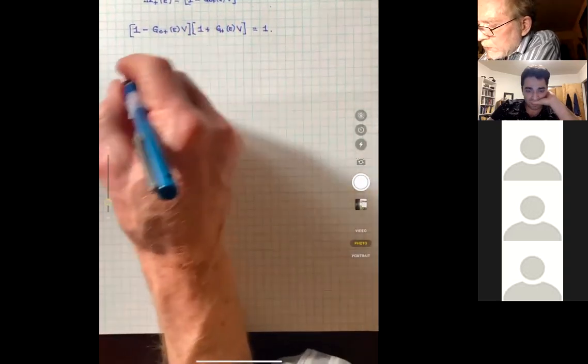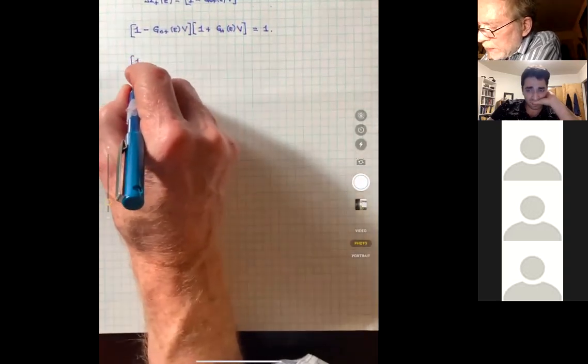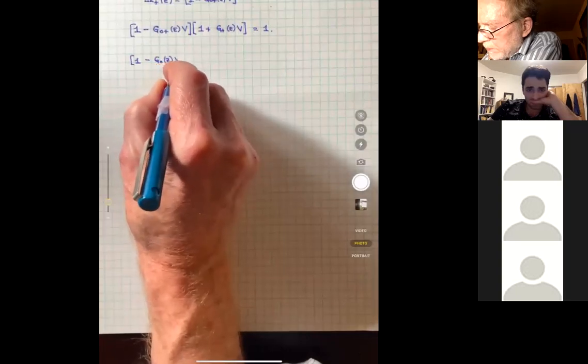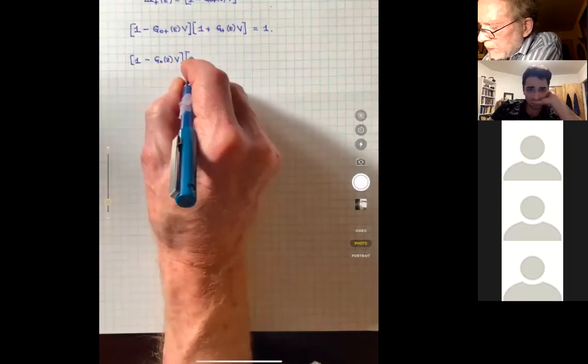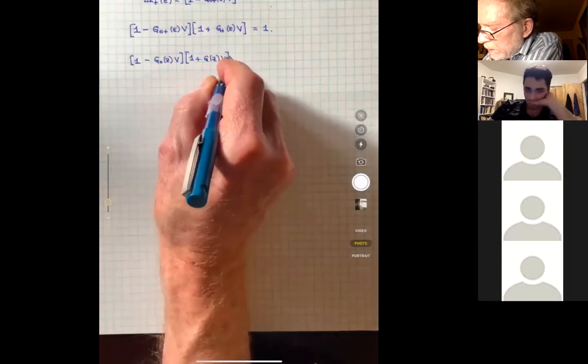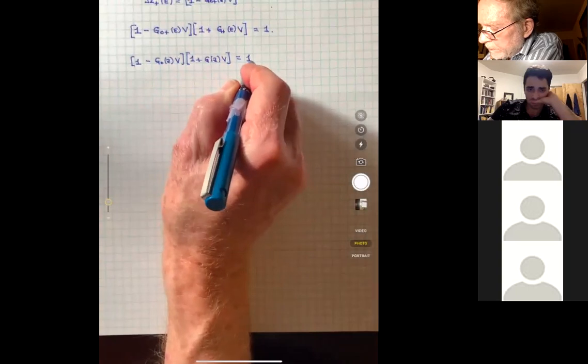In fact, there's an even more general identity where we go into the complex plane. 1 minus G0 of Z times V times 1 plus G of Z times V is equal to 1.